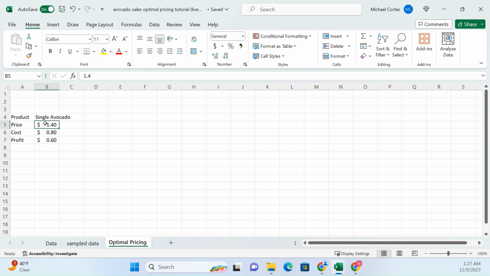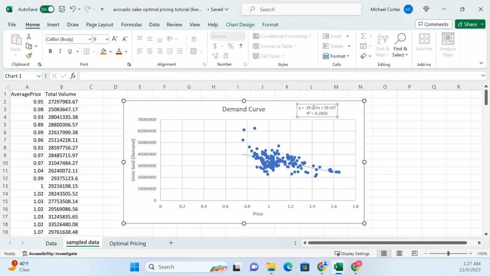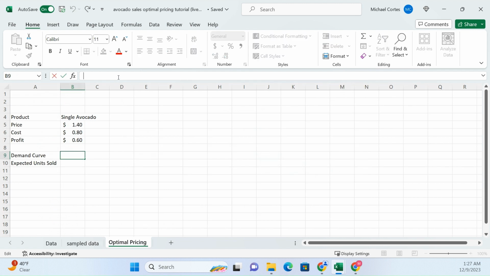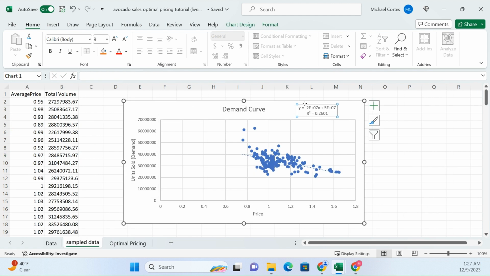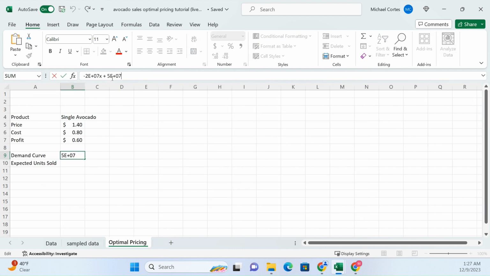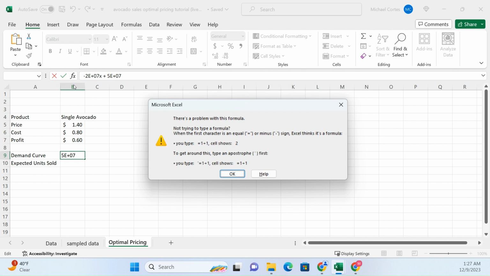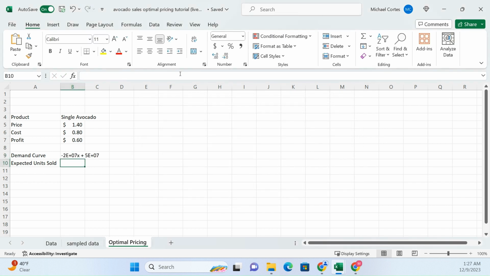Now, at this price point, we actually have the demand curve, which tells us expected units sold at a specific price point. So if we go back over here and we grab this regression model, so let's just paste that there. Yeah, it didn't copy. Let me copy that. Okay. So if I paste this here, I just want the text. There we go. So the X variable is our price, and this gives us our demand.